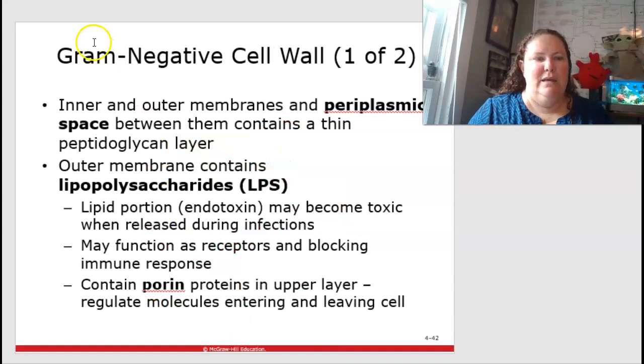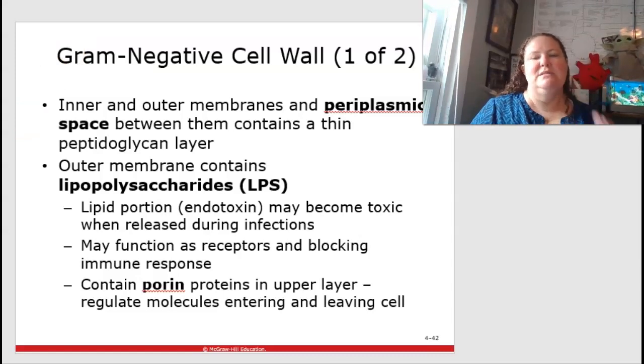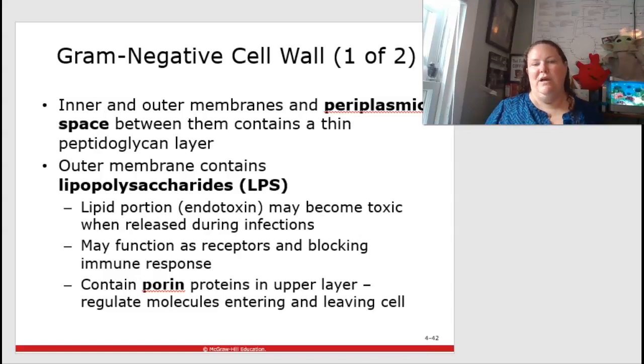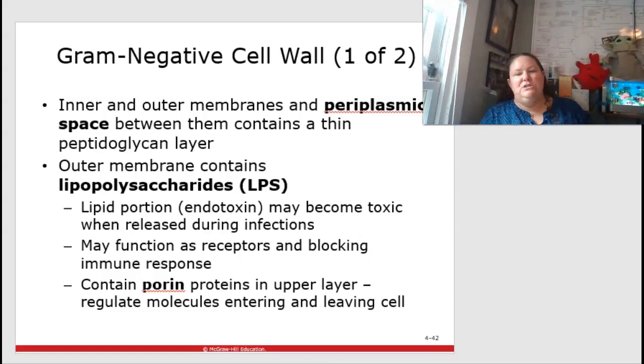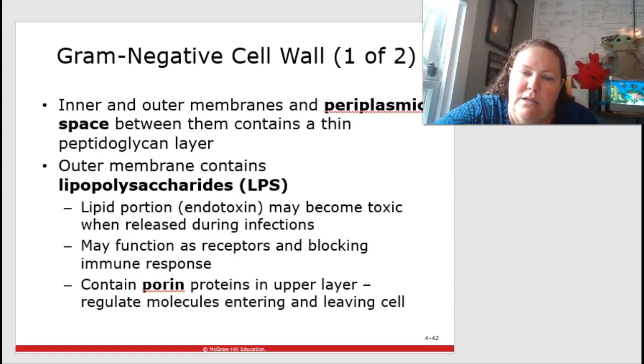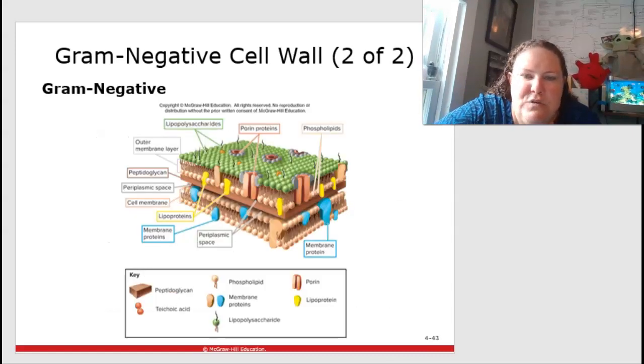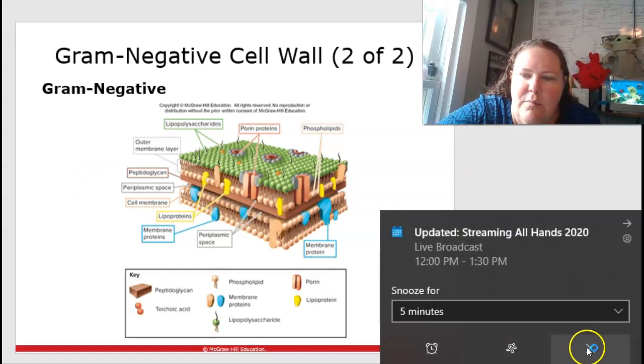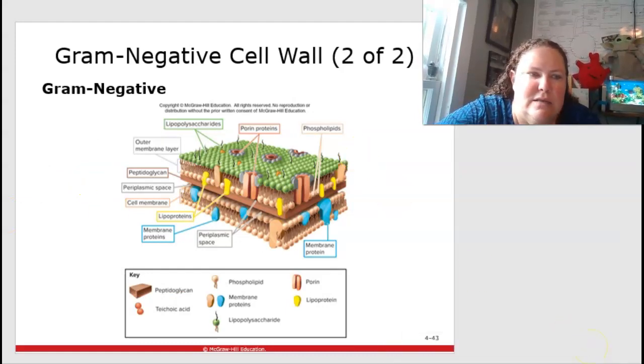Well, then what about the gram-negative? This is where we have the inner and outer membranes with the periplasmic space, and between them we have a thin peptidoglycan layer. The outer membrane contains the lipopolysaccharides, which is the lipid portion, or the endotoxin, and this may become toxic when released during infections. It can also function as receptors, and it can block the immune response. The outer membrane also contains porin molecules in the upper layer, and these regulate molecules entering and leaving the cells. So here's a picture of your gram negative cells.